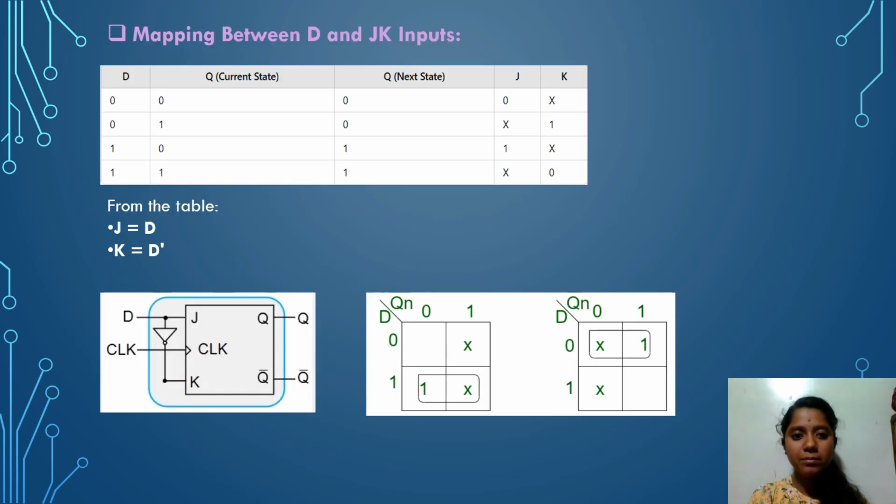Now we will map between D and JK inputs. To do that, we need to compare the D truth table with the JK excitation table. So from the table, we will get J is equal to D and K is equal to D bar. So here is the circuit diagram for conversion of JK flip-flop to D flip-flop, and this is the K-map, which helps us to know what J and K are. So from this, we will get to know how to convert JK flip-flop into T and D flip-flop.